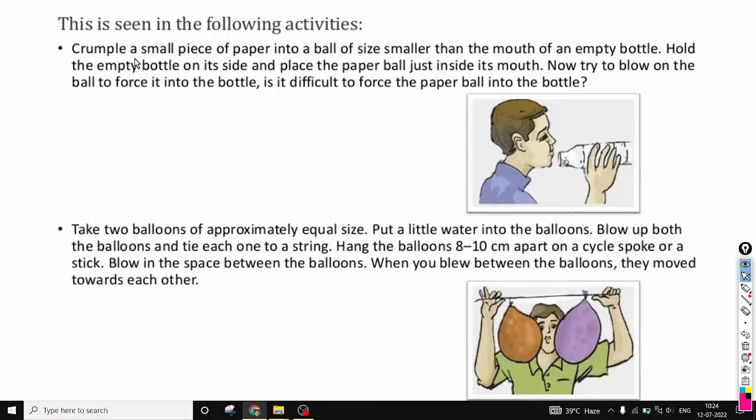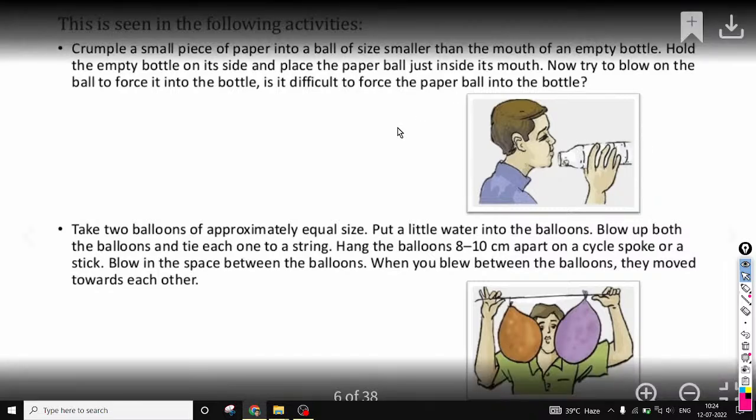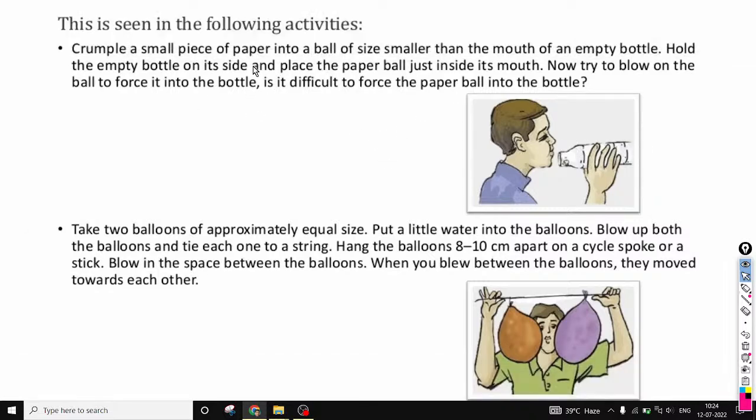Crumple a small piece of paper into a ball of size smaller than the mouth of an empty bottle. Hold the empty bottle on its side. You have to take an empty bottle and just place the paper ball inside its mouth. Here you have to just place a paper ball.